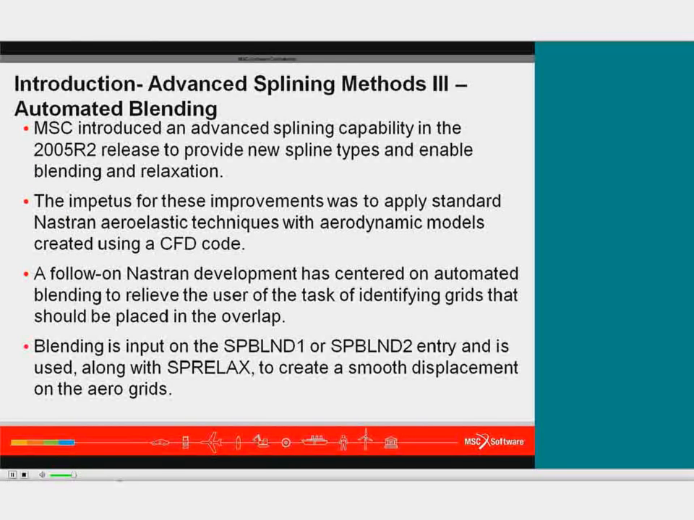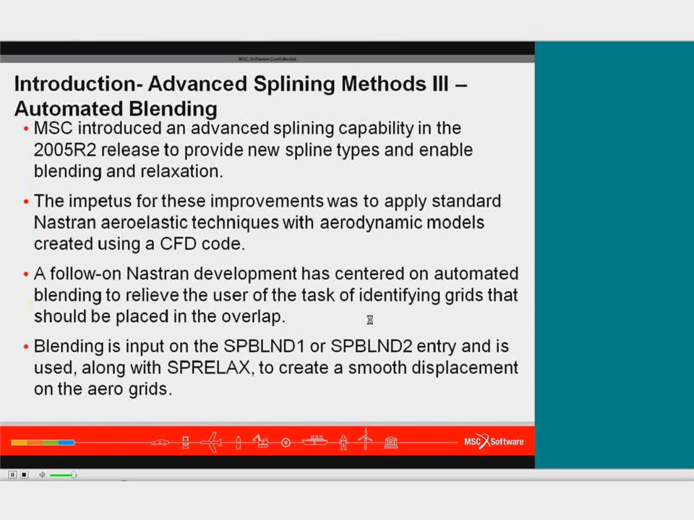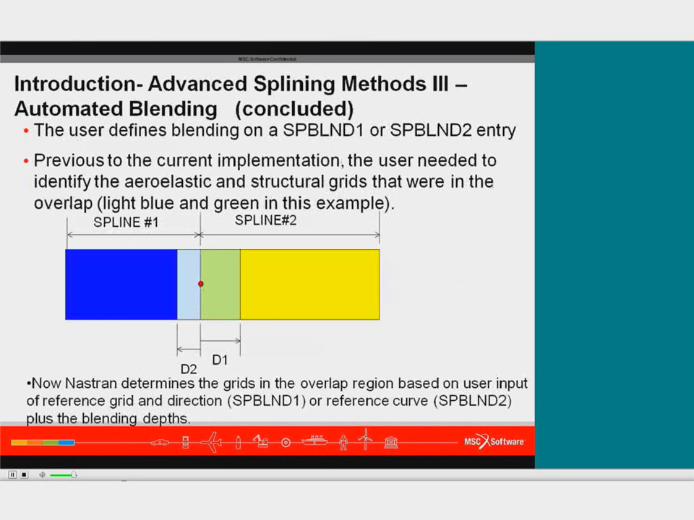But the basic idea is that we're trying to take aeroelastic systems to the next level, that is to using CFD codes. And this follow-on activity is automating blending, and the idea is that the user shouldn't have to figure out how to overlap splines to produce smooth patterns. So Nastran is going to figure that out for us. So the blending has been there, as I say, since 2005 R2, input on the SPLINEBLEND1 and SPLINEBLEND2 entries, and we're just enhancing that within Nastran.